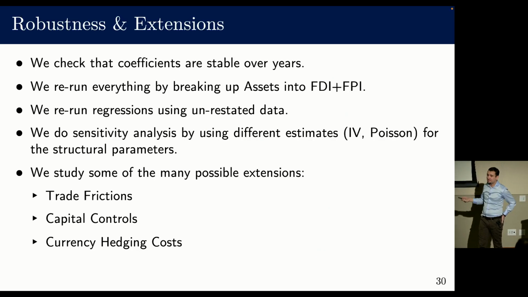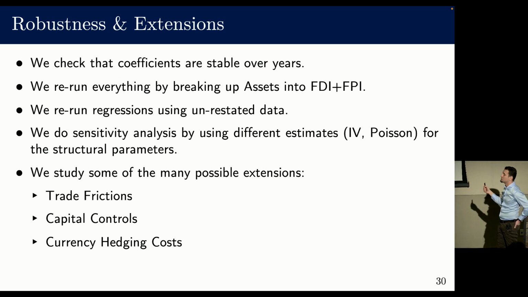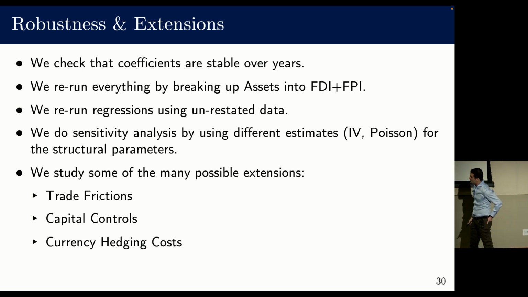So we do a bunch of robustness exercises. In the model, for example, we check different years. We use different cuts of the data to run the same regression. We break down between FDI and FPI. We also use unrestated data. We use different estimators. On top of OLS, we have the pseudo-Poisson regression, which allows you to include the zero flows on the left-hand side. We also have an IV specification in the appendix.